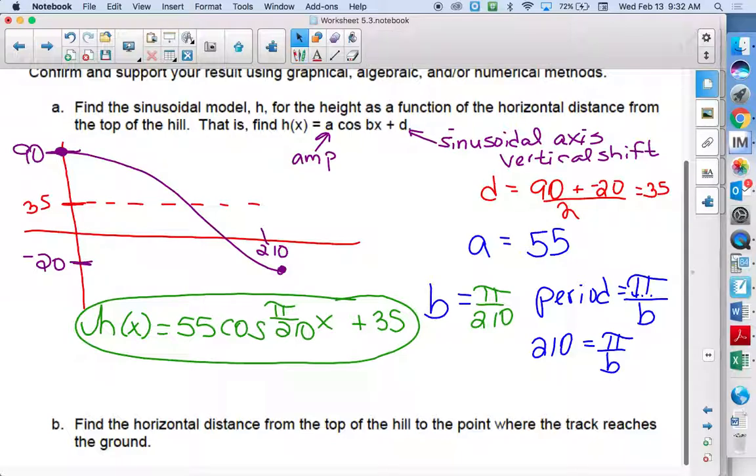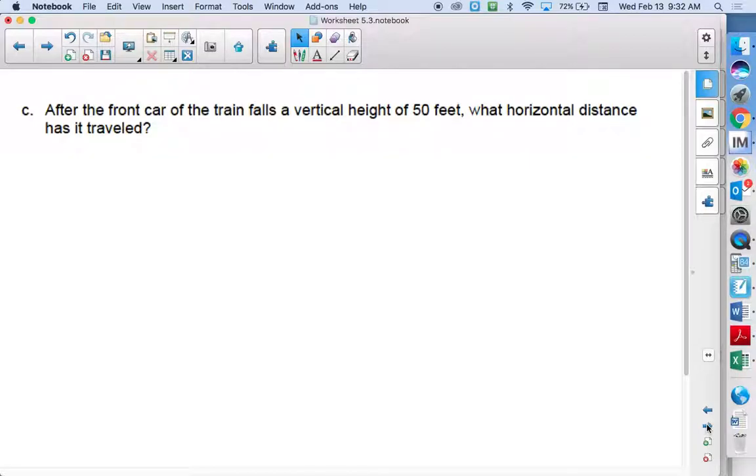So the other two questions underneath want us to find the horizontal distance from the top of the hill to the point where the track reaches the ground. And then I think the third question wants us to find, after the front of the car falls a vertical height of 50 feet, what's the horizontal distance it has traveled? So now we're trying to find x, whereas in chapter 4, we knew x, we plugged in x and we found y.